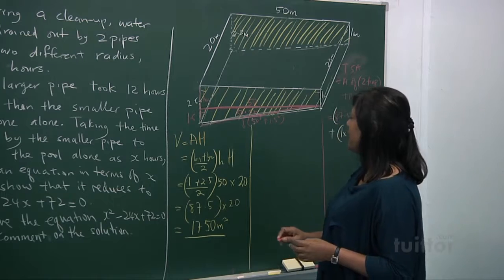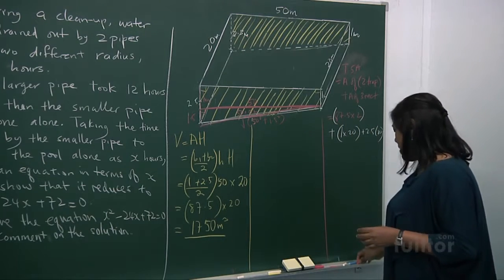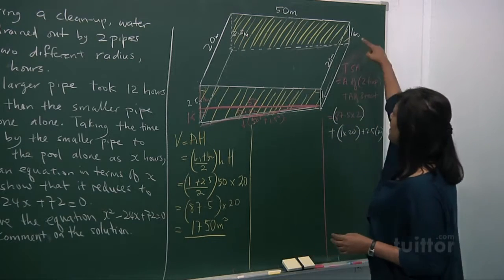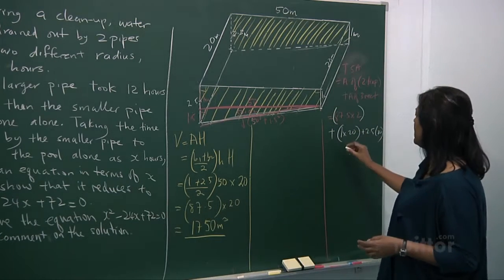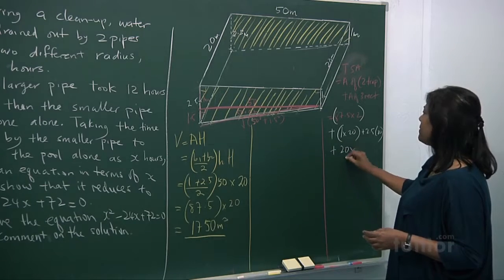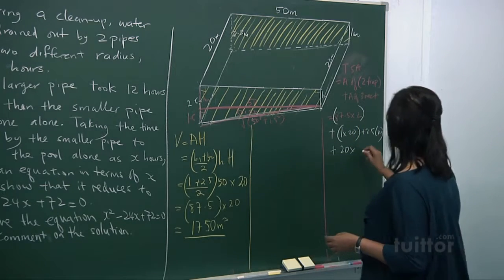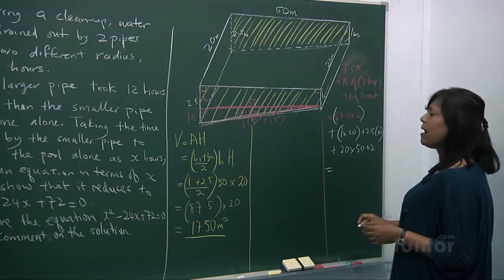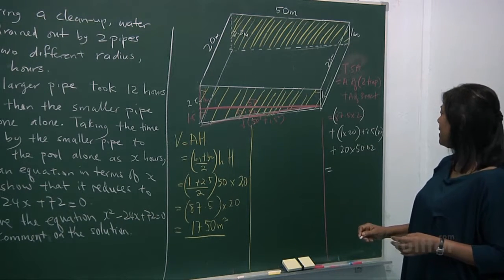50.02. That's the length here. So the area of this slope will be this length, which is 20, times this length, which is 50.02. Working all this out, we would get the surface area.